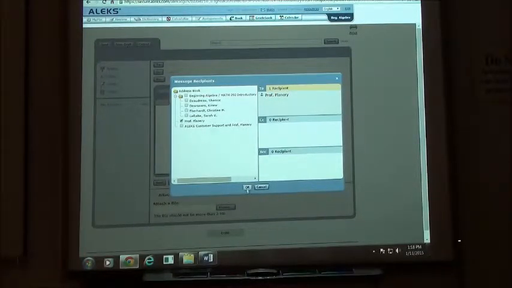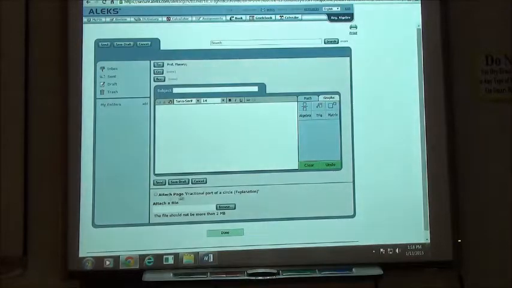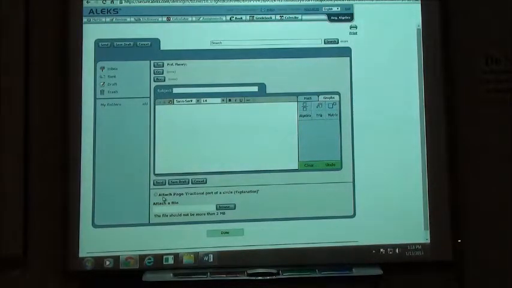But you would say you want to send a message to me, and then notice way down underneath here, there's a spot that says attach page. Because I came from the explain page of a question, you can attach that so you don't have to type the question back up.